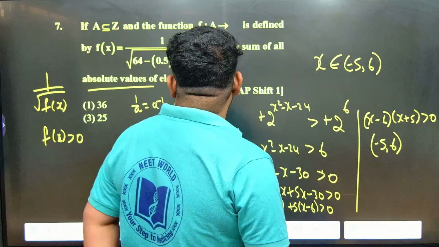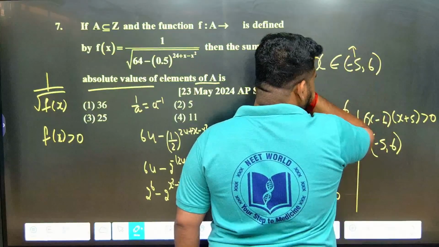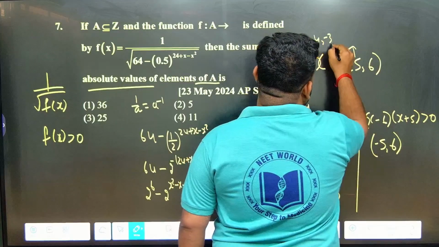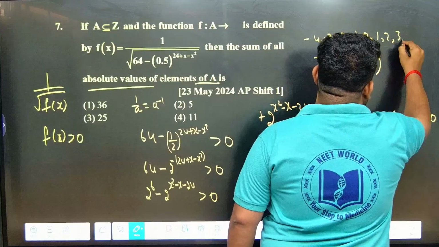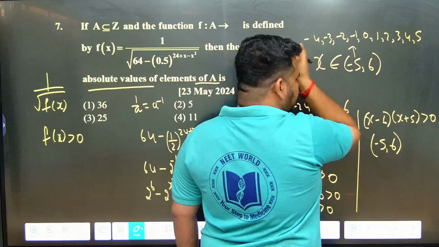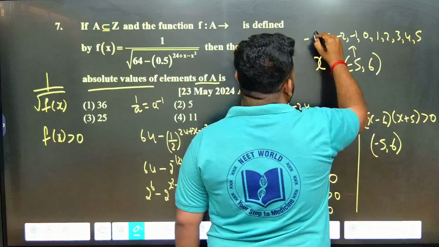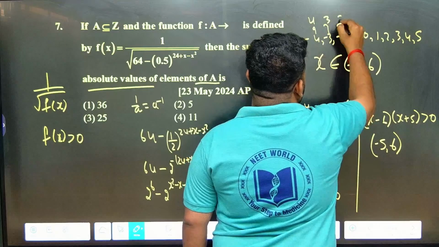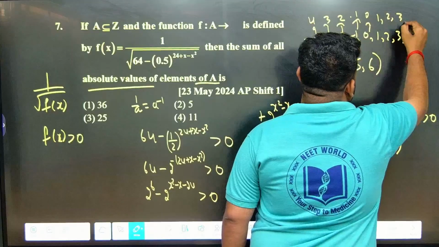They are telling us to find the sum of all the absolute values of A. First, what are the values of A? Minus 5 to 6 means I should write the values minus 4, minus 3, minus 2, minus 1, 0, 1, 2, 3, 4, 5, because minus 5 and 6 are not included, since this is an open interval. Absolute values means ignore the sign. Instead of minus 4 this will be plus 4, then 3, 2, and 1. This will anyways be 0, and then 1, 2, 3, 4, and 5.